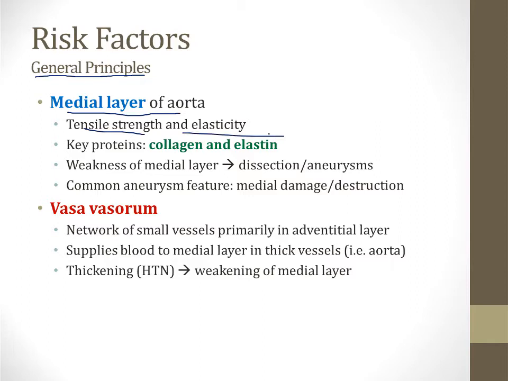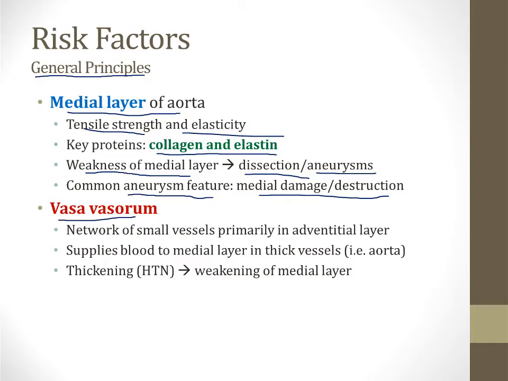And there are two very important proteins that are responsible for the tensile strength and elasticity, and those are collagen and elastin. If there is a weakness of the medial layer for any reason, then the aorta generally becomes weak, and it's vulnerable to dissections and also aneurysms, which we'll talk about in a minute. And in fact, a common feature of all aortic aneurysms, which we'll talk about later in this module, is medial layer damage or destruction. A second general principle is that of the vasa vasorum.